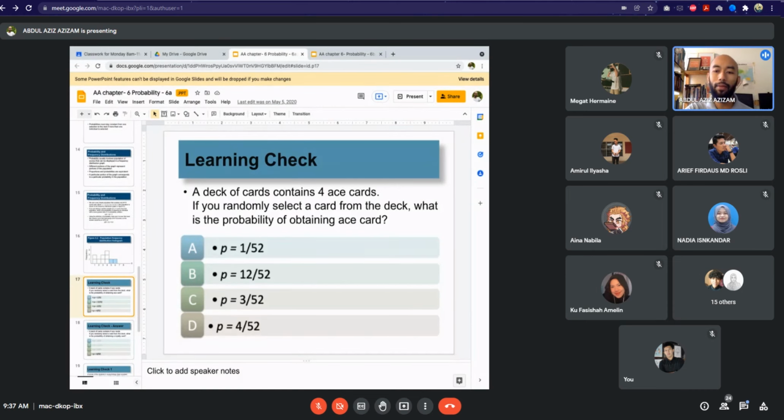Sebab 4 bahagi 52 lah. 4 daripada 52. Sebab dia tanya kita nak probability untuk dapat A, A is equal to 4 card. So the probability yang mungkin boleh dapat daripada 52 card daripada the whole deck, okay, 4 daripada 52.